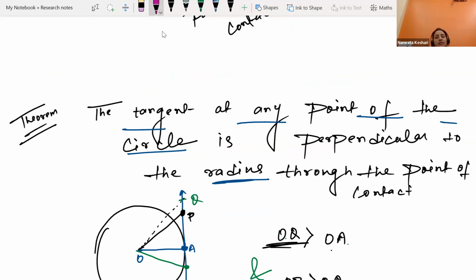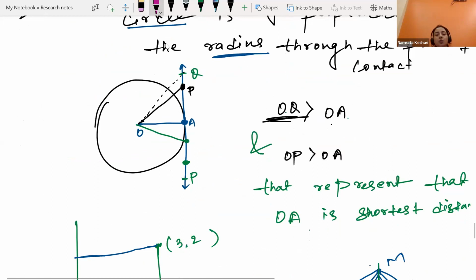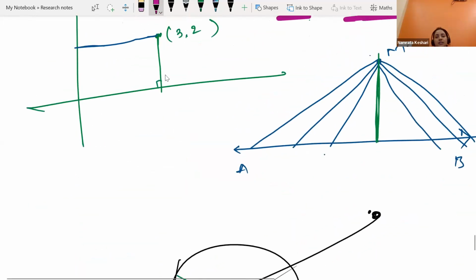The theorem says that the tangent at any point of the circle is perpendicular to the radius through the point of contact. So if you draw a radius through this point of contact, that radius must be perpendicular to this tangent. That's what we realized when we were joining different points. We realized all the distances are more than this OA. That means OA must be the shortest distance, and the shortest distance in mathematics is called the perpendicular line, which we discussed with the help of this example.